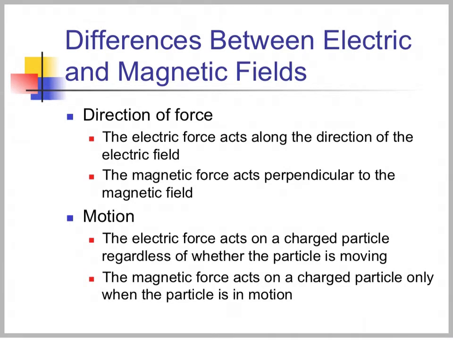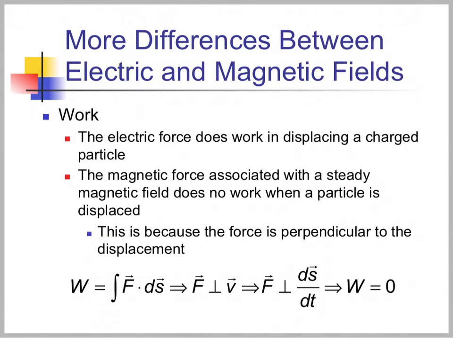So what's the difference between electric and magnetic fields? The first is the direction of the force. The electric force acts along the direction of the electric field, whereas the magnetic force acts perpendicular to the magnetic field. Electric forces act on a charged particle whether it's moving or not. However, magnetic forces only act on a charged particle when it is in motion. Magnetic forces cannot affect a stationary particle.